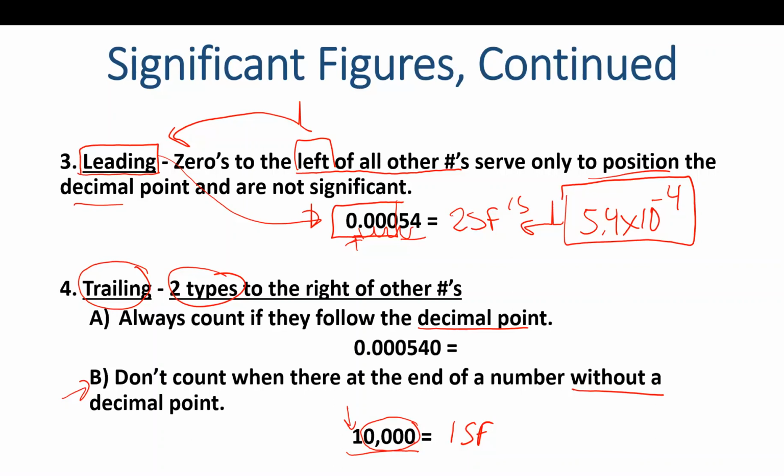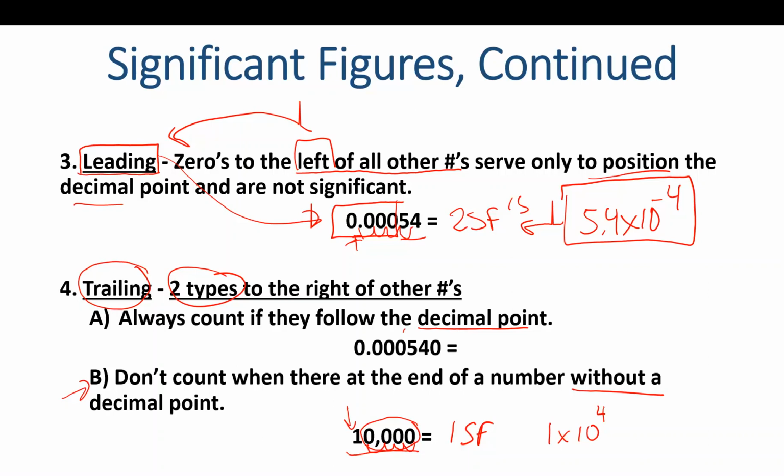And if we were to put this in scientific notation, again, we would go 1, 2, 3, 4. We move the decimal over 4. So it's 1 times 10, and it's positive 4 because it's bigger than 1. And we're only doing 1 significant figure.